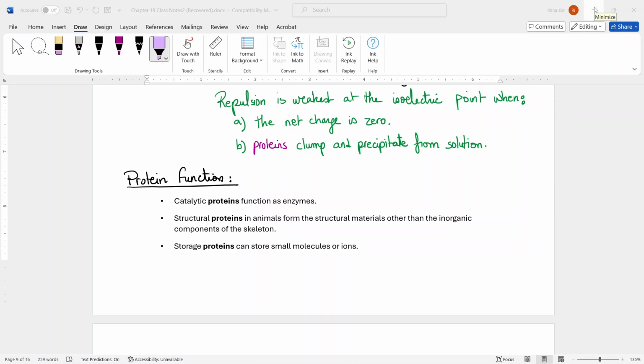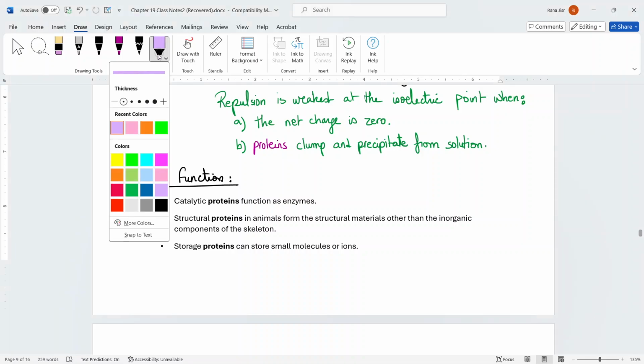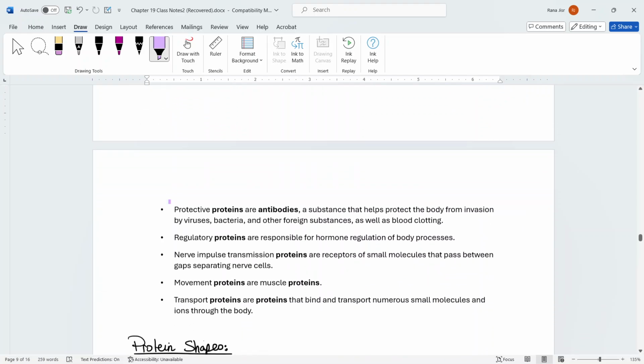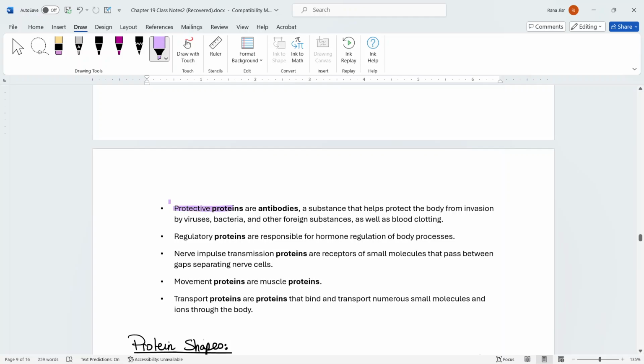There are different types of proteins with different functions. To list some of the types, we have catalytic proteins, which function as enzymes. We have structural proteins, and storage proteins, which store small molecules. We have protective proteins, regulatory proteins, nerve impulse proteins, and movement proteins, which are muscle proteins. And last, we have transport proteins. They bind and transport small molecules and ions through the body.